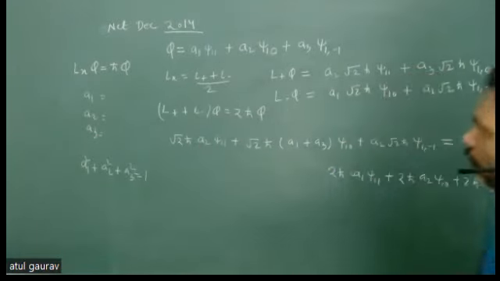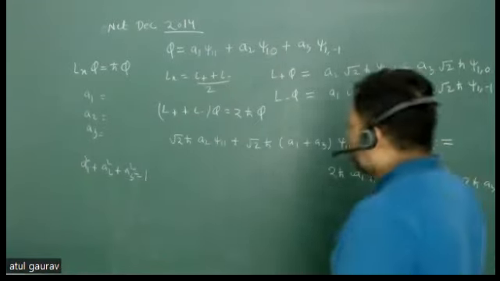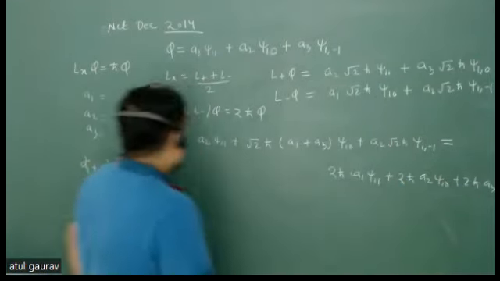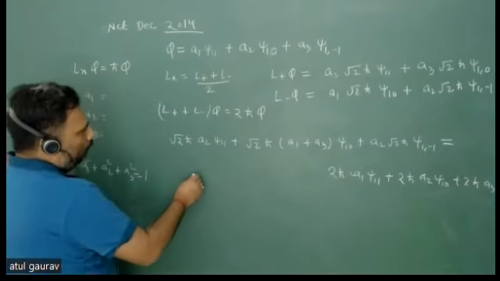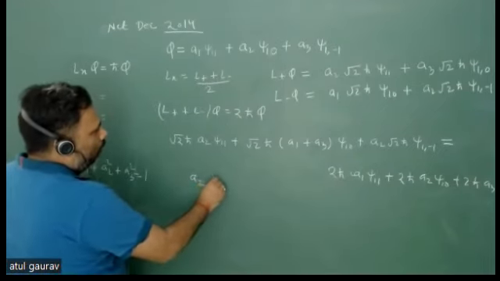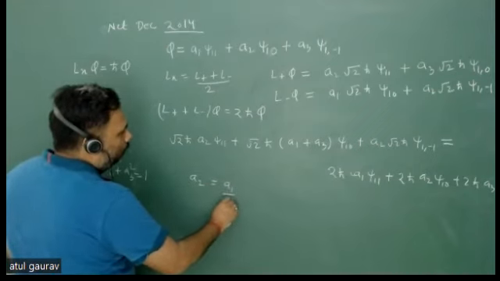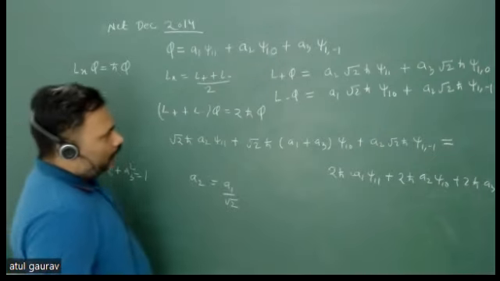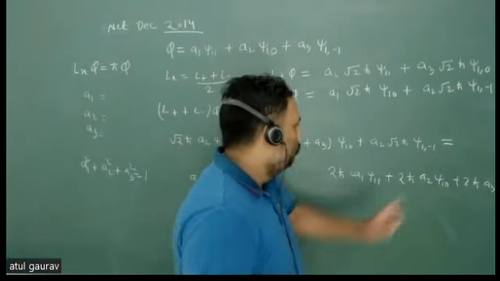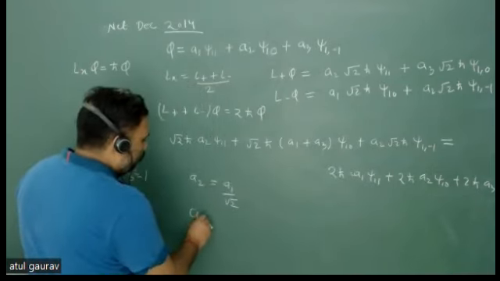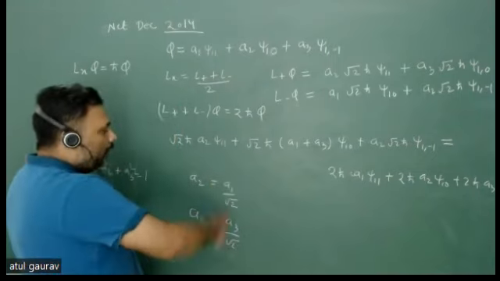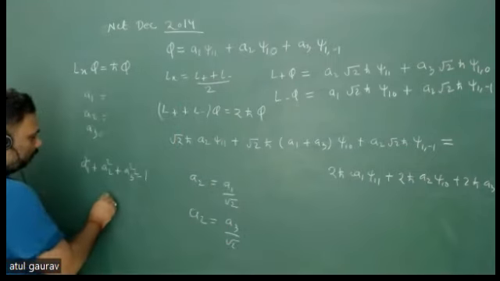So what will we do? We will just equate the coefficients on both sides. So what is the first coefficient? We are just going to equate psi 11 to psi 11. What you will get is A2 is equal to A1 by root 2, isn't it? And the third one, A2 is equal to A3 by root 2. So from here, A1 is equal to A3, isn't it?